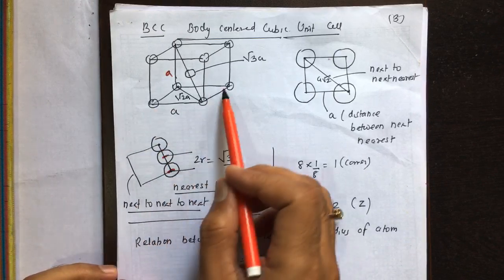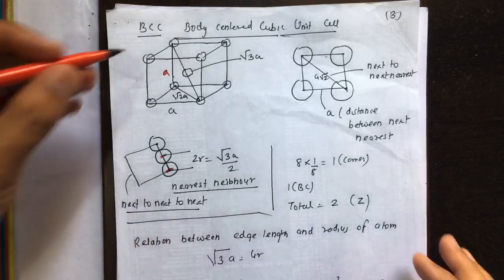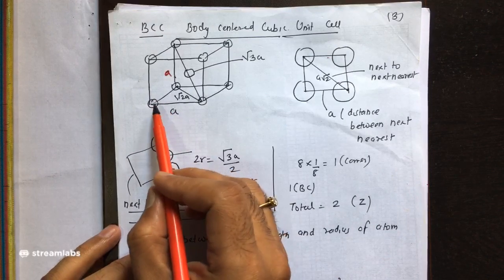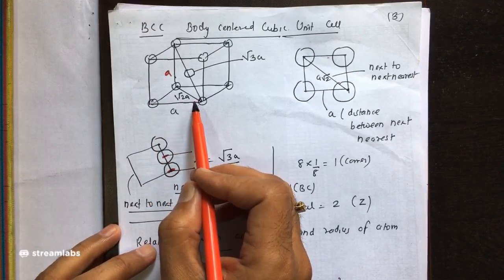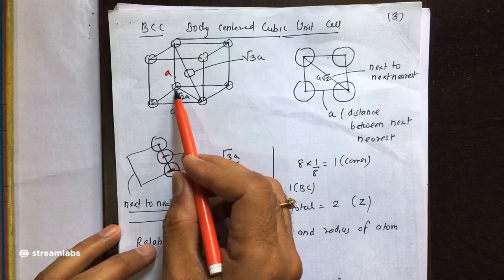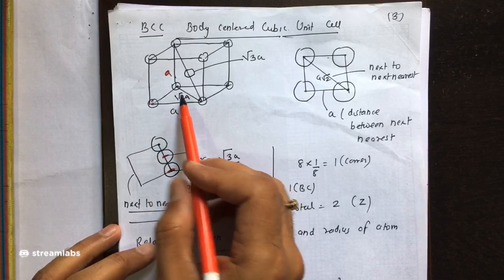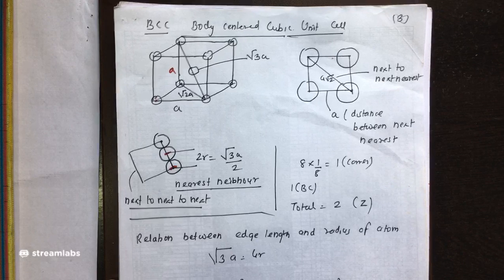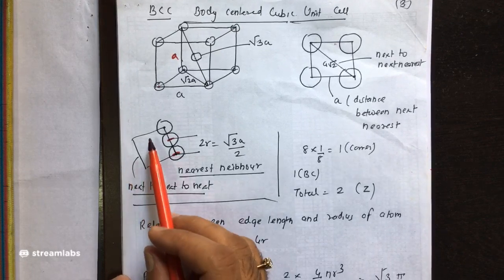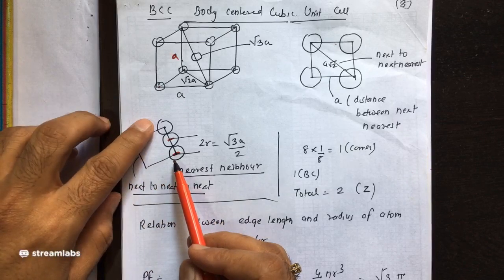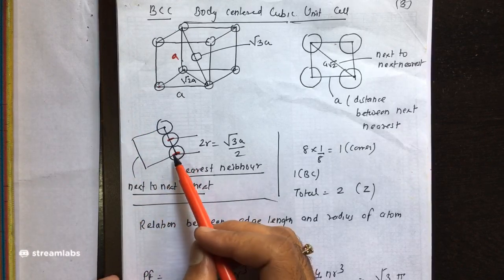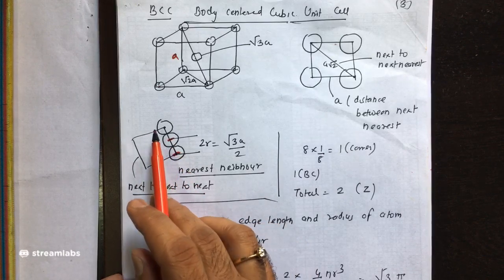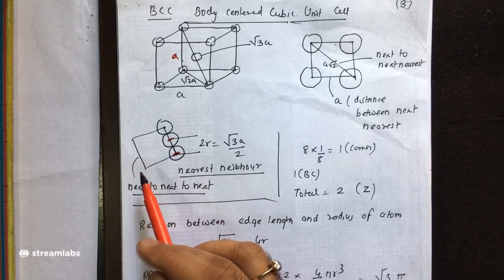This is all the corner atoms, and this is the body diagonal. If this length is A, then this will become root of 2A. And if this is root of 2A and this is A, this will become root of 3A. So the entire body diagonal has length root of 3A. So this is the body diagonal where you can see root of 3A is equal to 4R. Why? Because this is a radius R, this is the radius R, and this is the diameter 2R. So R, 2R and R, that becomes 4R. So root of 3A is equal to 4R.